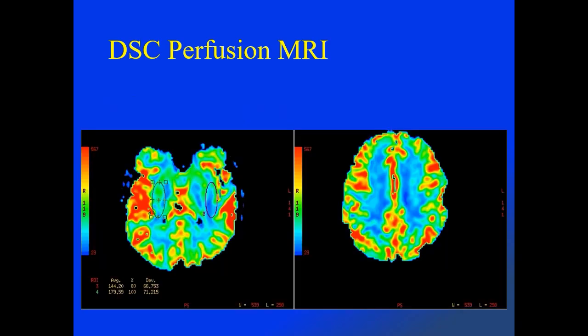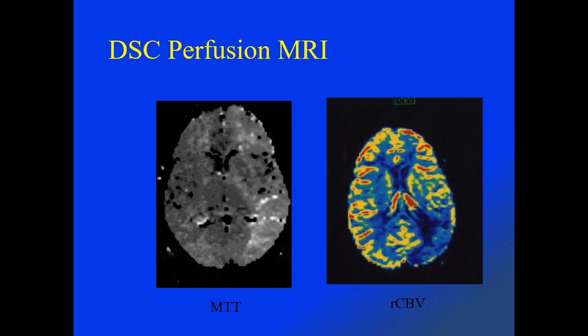This slide shows color blood flow images from a DSC perfusion MRI, demonstrating symmetric cerebral perfusion in both hemispheres. In this slide, the MTT map in grayscale demonstrates a delayed mean transit time within the left posterior cerebral hemisphere. The cerebral blood volume map demonstrates decreased cerebral perfusion, consistent with an area of perfusion abnormality.